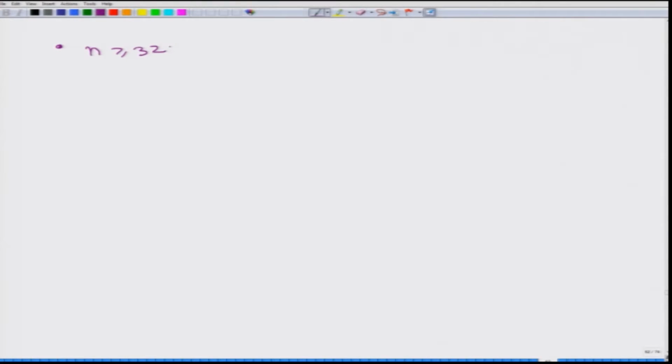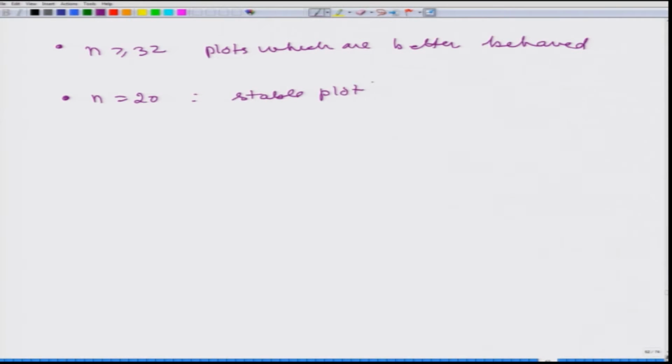But there are some thumb rules: if I take a sample size of more than 30 or 32, this produces plots which are, I would call, better behaved. And if I take n equal to 20 observations, this usually produces a stable plot. But if the number of observations is smaller than 20, then it is difficult to obtain a good statistical plot. Okay, so this was all about the normality of the distribution.